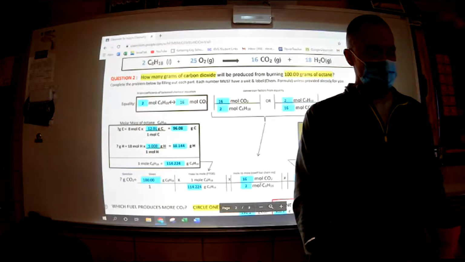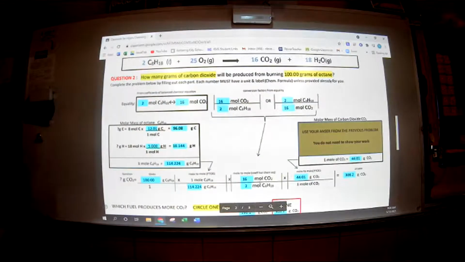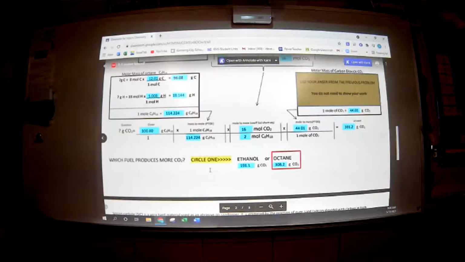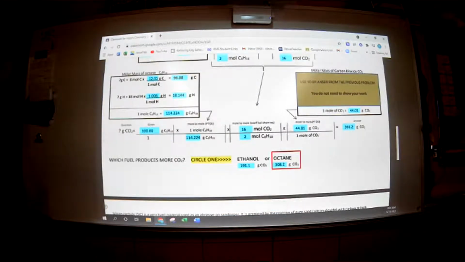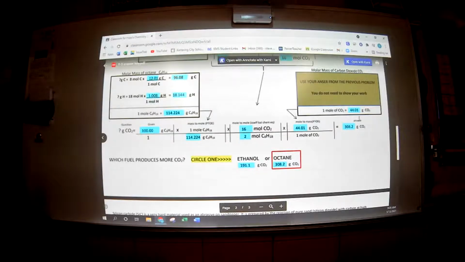All right, no questions on this one. How about, did you get that octane was more of a problem in this particular problem, causing more carbon dioxide, one of the greenhouse gases? Everybody good there? And then our final problem, our final mass-to-mass practice problem before we move on to using mass-to-mass.